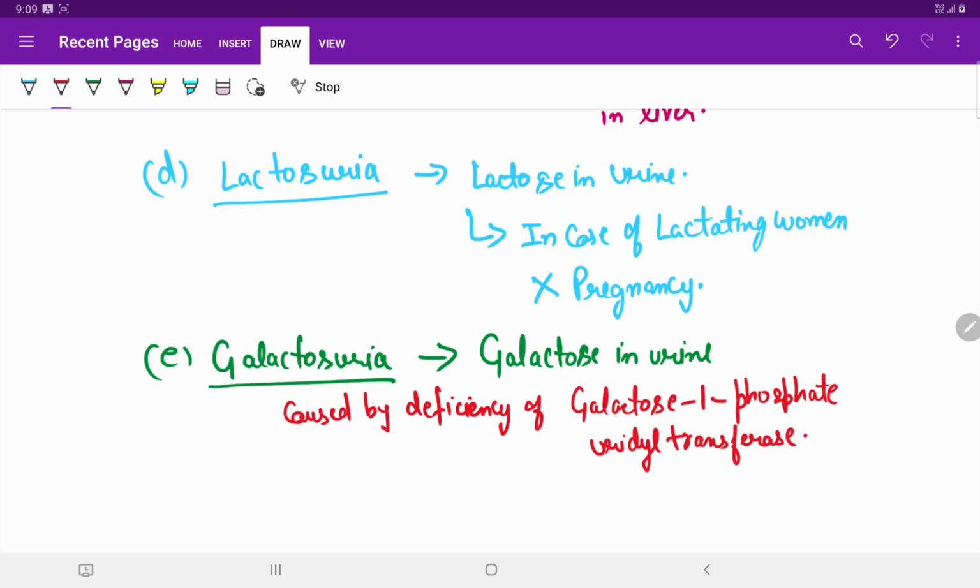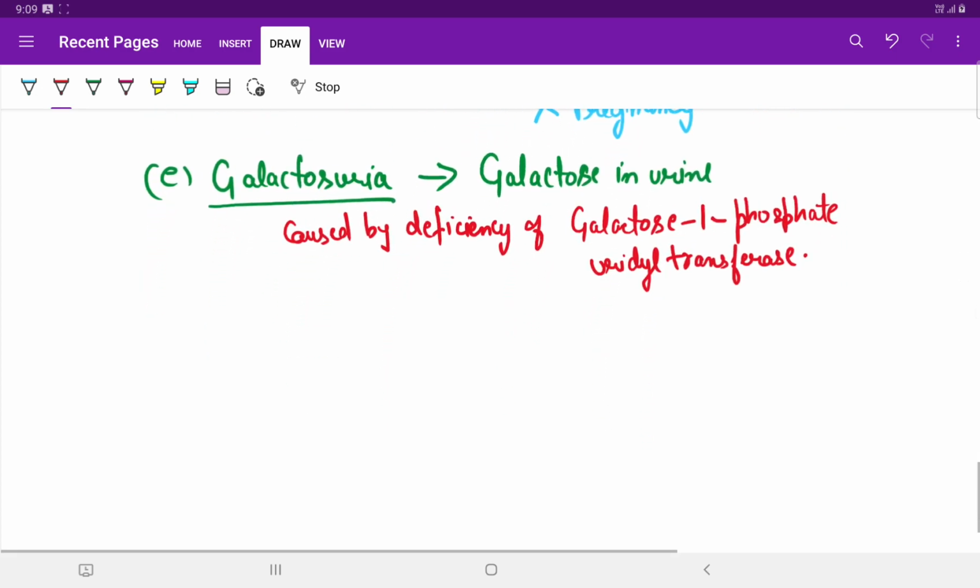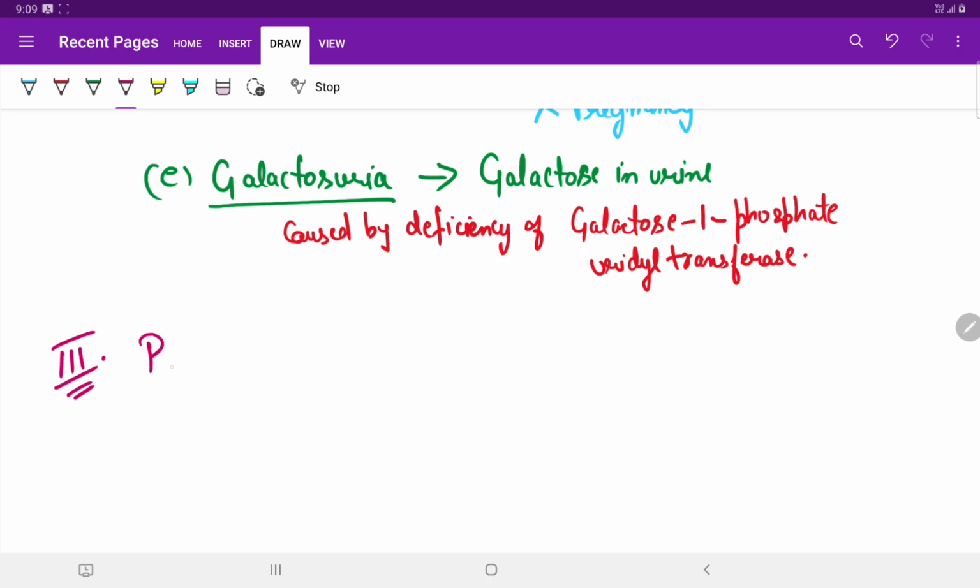So this was all regarding glycosuria. The next one is the presence of proteins. How do proteins affect the pathological conditions of urine? The next one we will be studying is regarding the presence of proteins.